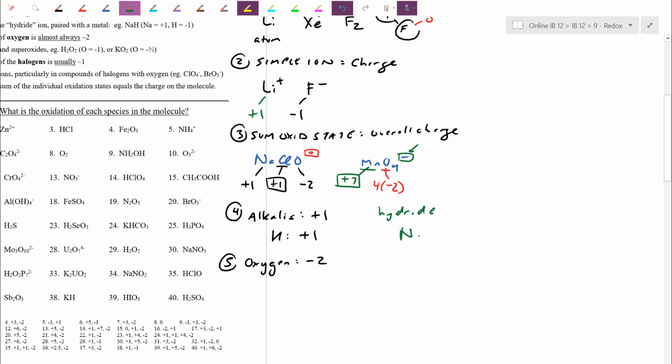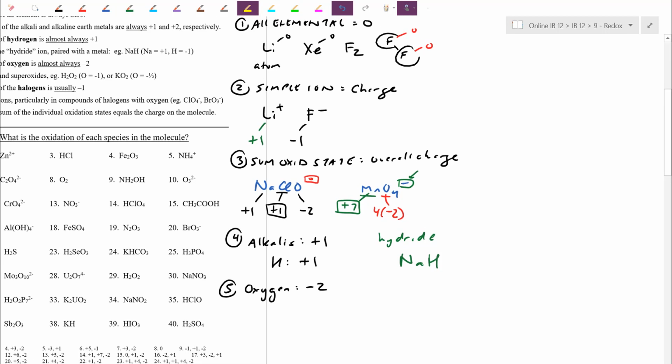A hydride actually has hydrogen acting as a nonmetal. Hydrogen is sort of split personality here. It can either gain 1 electron or lose 1 electron here. So I have this compound. Let's check my rules here. Is it the elemental state? Well, no, it's bonded. Is it a simple ion? No, I don't see the charges.